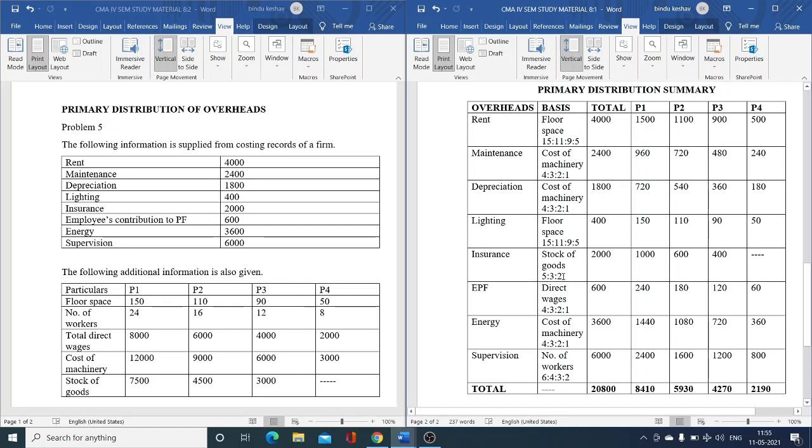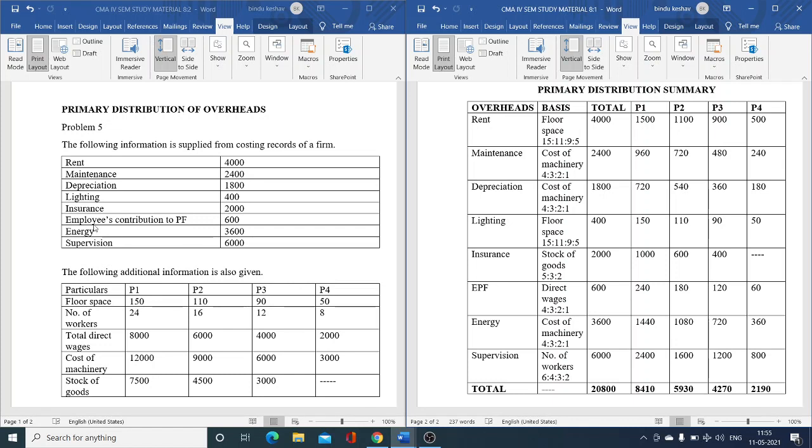So when the total of the ratio is 10, 2000 into 5 divided by 10, 2000 into 3 divided by 10, 2000 into 2 divided by 10. That is 400. So here we have the information about insurance. Insurance, the basis of apportionment is stock of goods, assuming that insurance is for the stock of goods. So the ratio is 5:3:2.